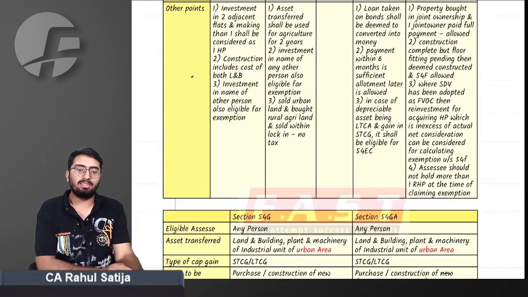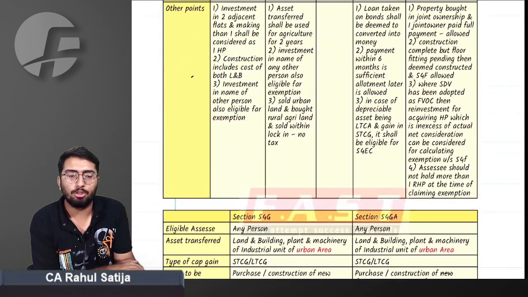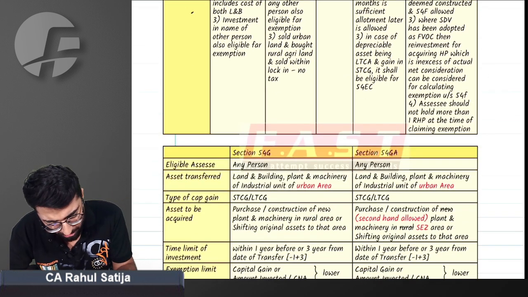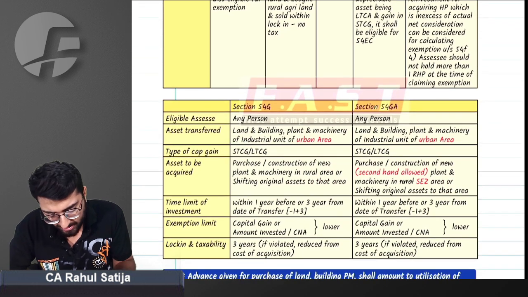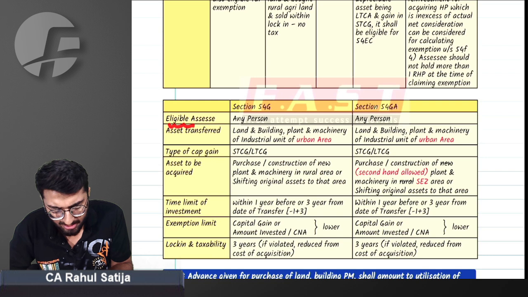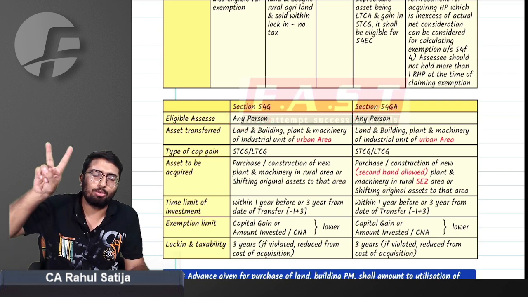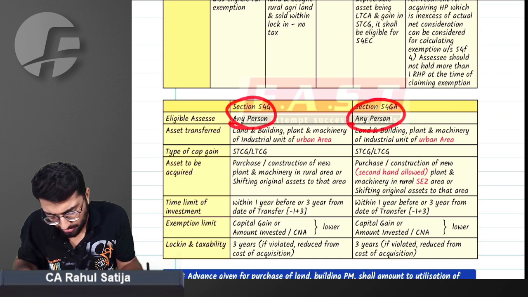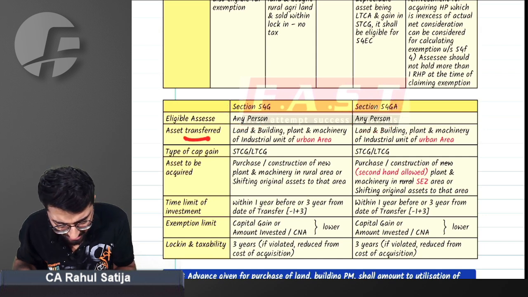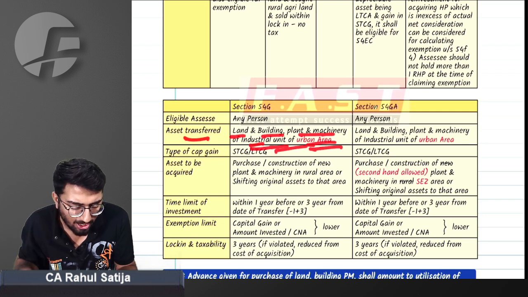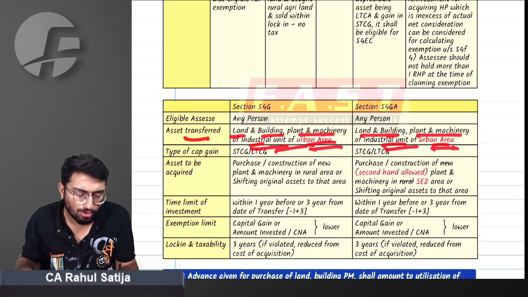These were basic exemptions that you must be aware of and you are already aware of. Now, a few special exemptions. Section 54G and 54GA. Any eligible SSC, any person. We will be studying both of them simultaneously. Assets transferred are land, building, plant and machinery of an industrial unit of an urban area.